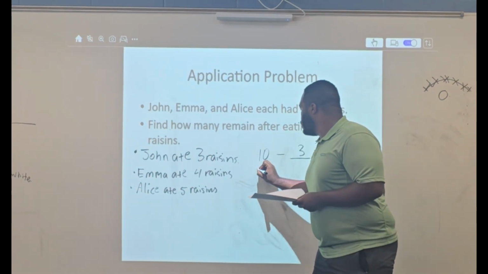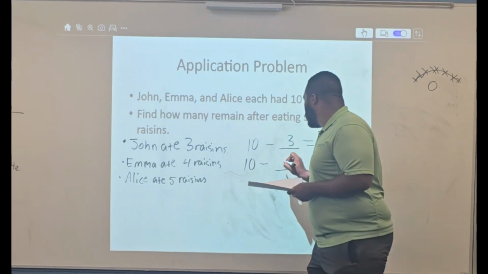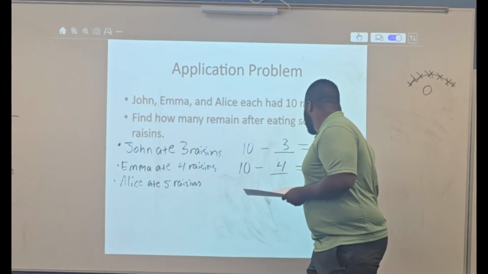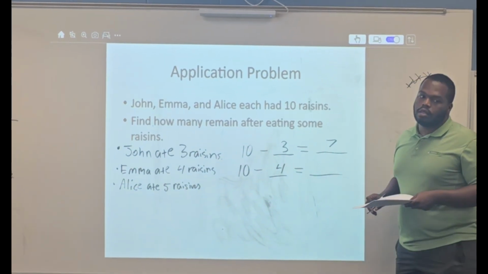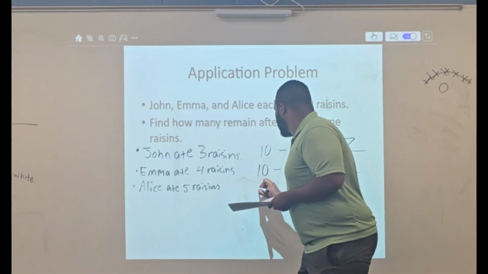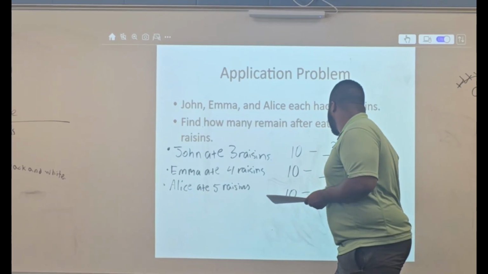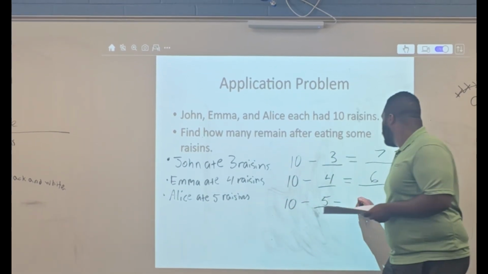Alright, so let's do Emma. Emma had 10 raisins, but she ate how many? 4. So she is left with 6. And the last one is Alice. Alice had 10 raisins and she ate 5. And what does that give me? 5.